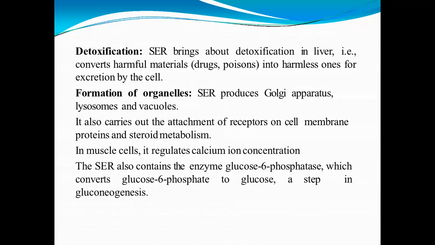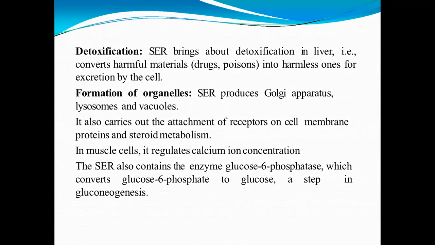What is detoxification? In actuality, the detoxification performed by smooth endoplasmic reticulum takes place in the liver. It converts harmful materials, such as drugs and poisons, into harmless ones for excretion by the cell. So the smooth endoplasmic reticulum makes harmful materials less harmful, so that the cell can excrete them easily and there will be no damage to the cell.